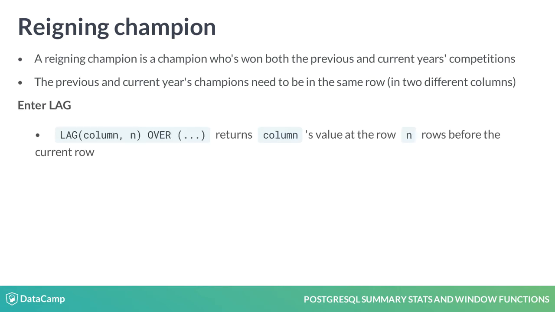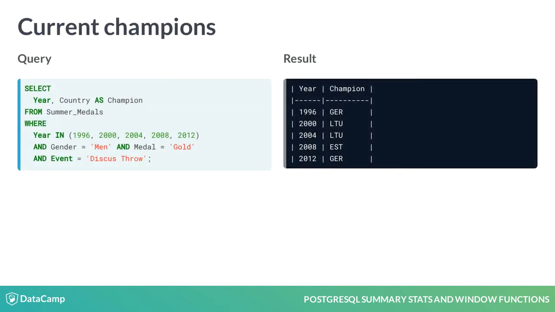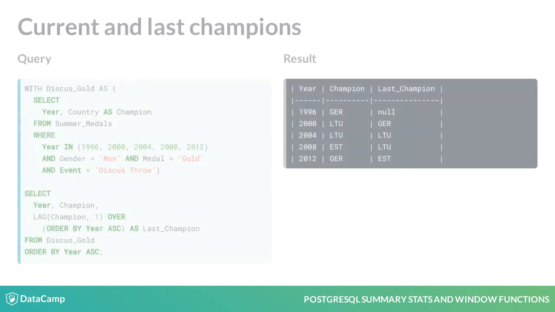Enter lag. Lag is a window function that takes a column and a number n and returns the column's value n rows before the current row. Passing 1 as n returns the previous row's value. This query returns the discussed row champions. Getting each year's champion is the first step to using lag to get each year's previous champion.